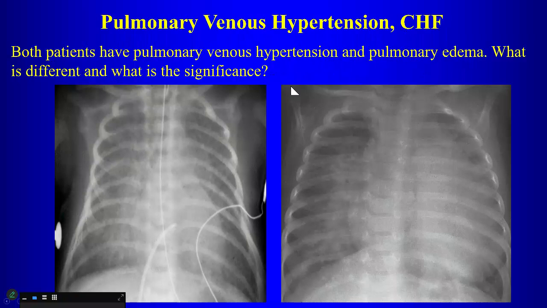Pulmonary venous hypertension. Both of these patients have failure, pulmonary venous hypertension and pulmonary edema. But what's different when you look at the radiographs? Heart size? Yeah, the heart size. Here the heart is big. Here the heart is normal in size. So what is the significance of that? When you're in this category of failure, what is the significance of whether the heart size is normal or whether it's big in terms of the differential?